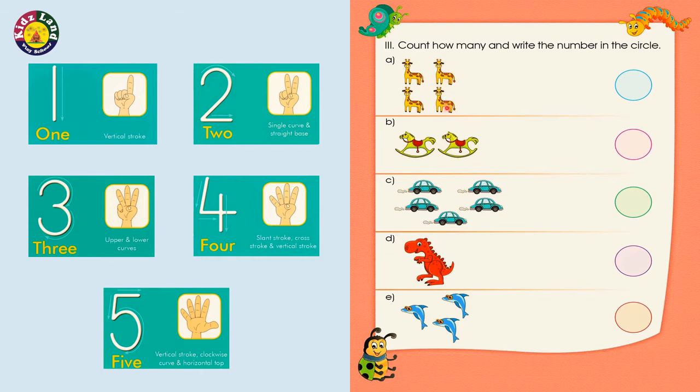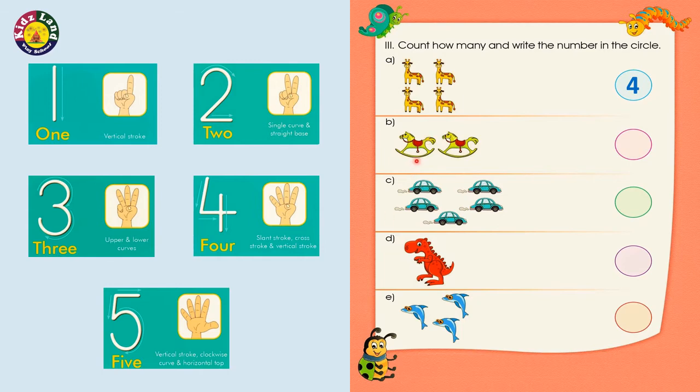1, 2, 3 and 4. How many giraffes are there? There are 4 giraffes. So write number 4 in the circle next to the giraffe. See how nice and neat it is. Next question. It is the horses.